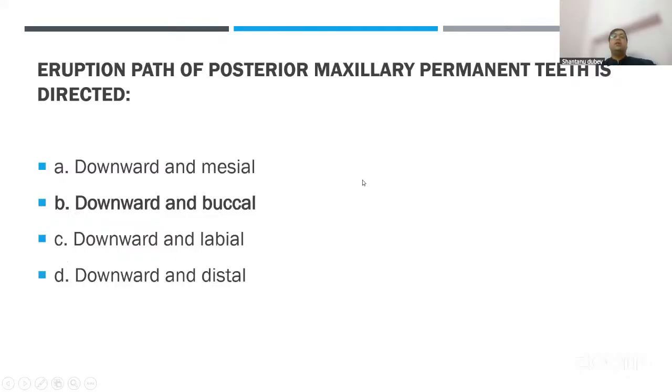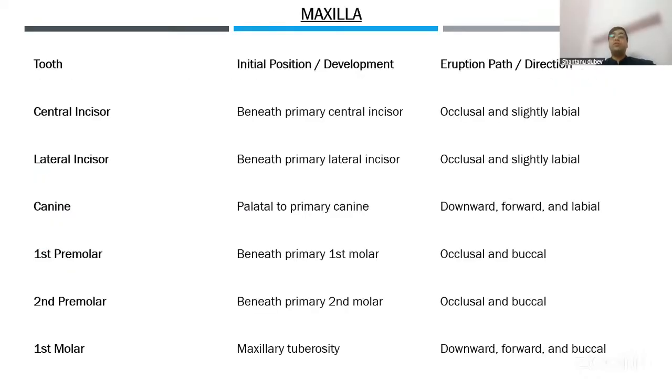Easy question. Eruption path of the posterior maxillary permanent teeth is directed downward and mesial, downward and buccal, downward and labial, downward and distal. The eruption path of the posterior mandibular teeth is downward mesial or downward buccal, downward labial or distal. Okay, so they are talking about eruption paths. This is something that you have learned in first year as a part of Wheeler's book that you used to study.